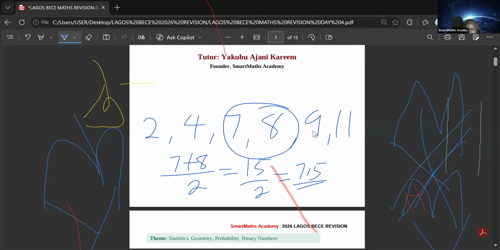I want someone to let me enable the chat. How many numbers are not less than 5? I want to see that in the chat. Someone said 4, someone said 3. Not less than 5. It's English. The question says not, not less than 5.